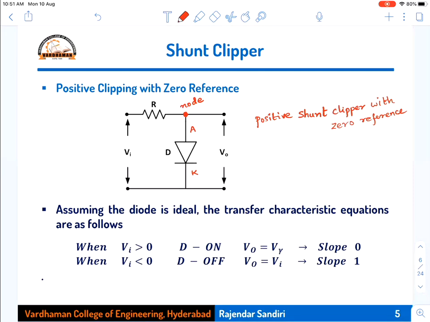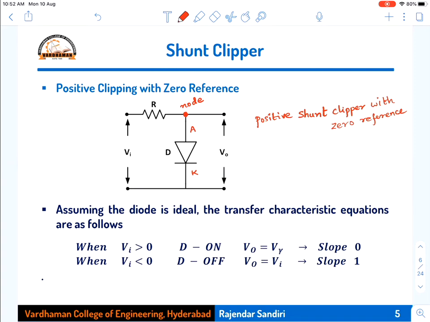Under that case, we call this circuit a negative shunt clipper with zero reference. So this node is connected with anode or node is connected with cathode. Depending upon that, it is decided whether it is a positive clipper or negative clipper. I hope you understood. The three important things are diode position, battery existence, and node connectivity to the anode. So these are all the three things which will decide the name of the circuit.